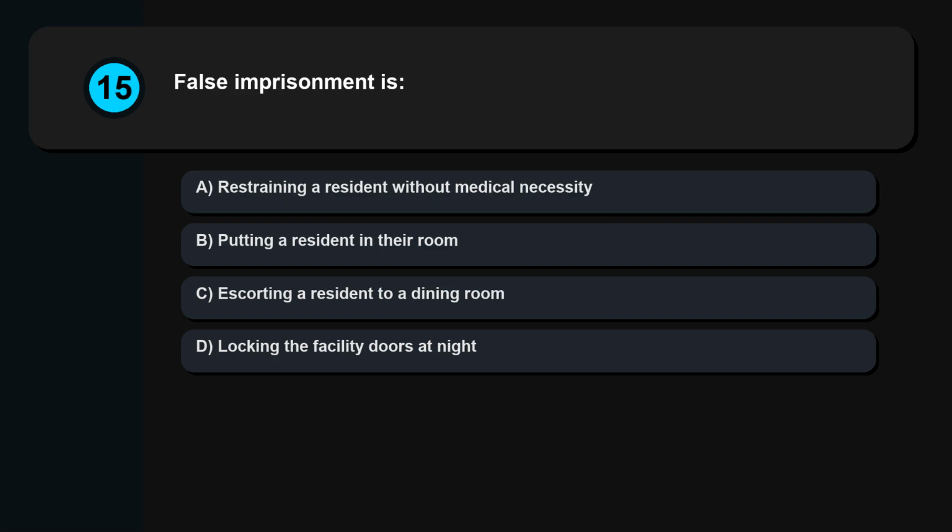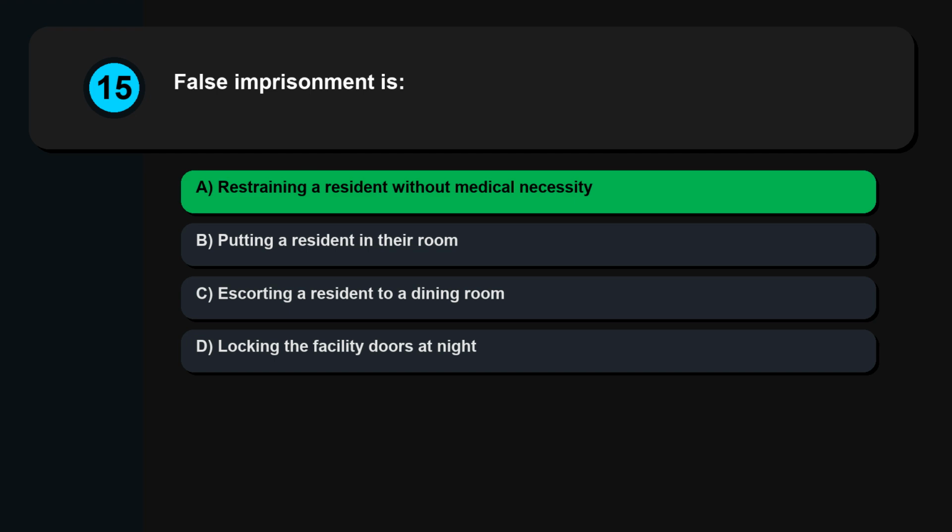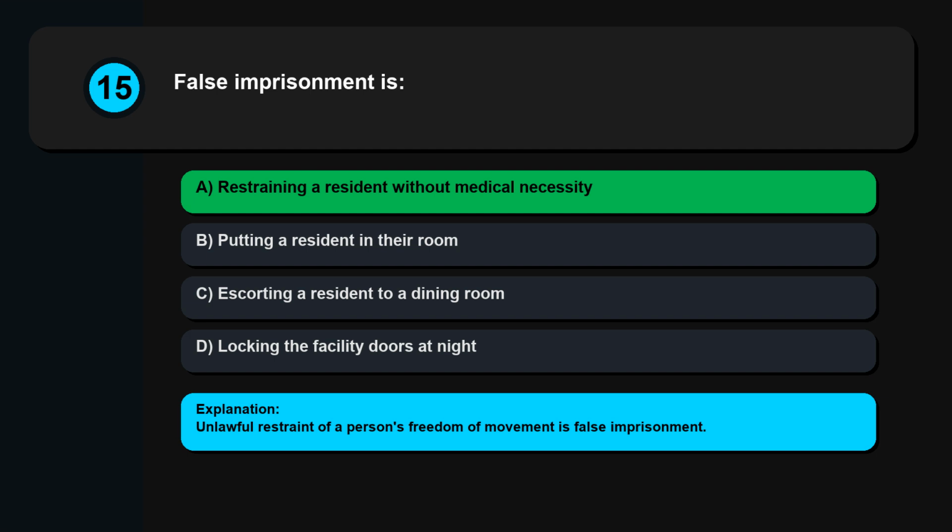Question 15. False imprisonment is restraining a resident without medical necessity, putting a resident in their room, escorting a resident to a dining room, locking the facility doors at night. Unlawful restraint of a person's freedom of movement is false imprisonment.